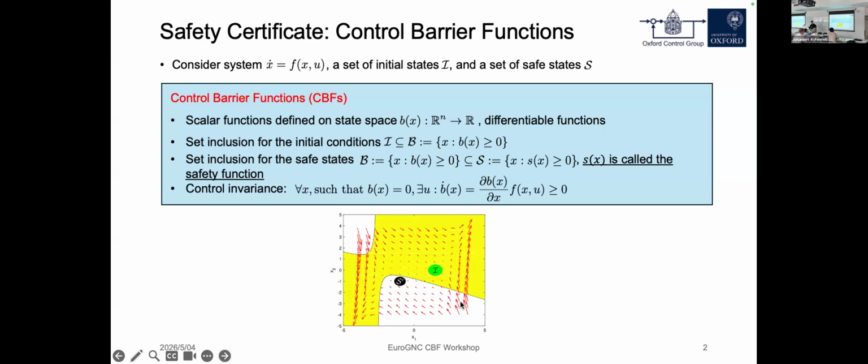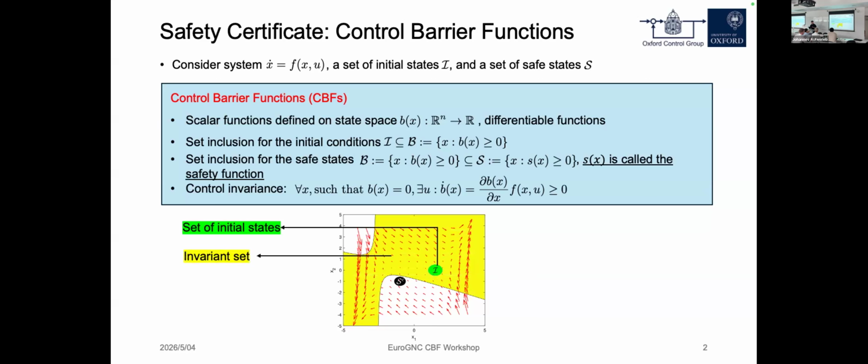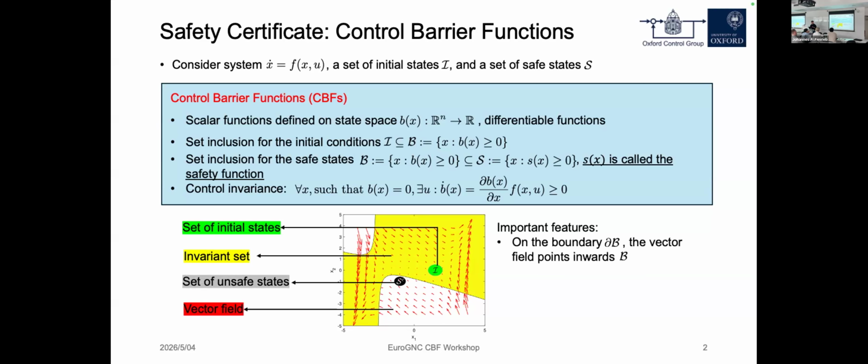Here we have a very simple example: an autonomous, nonlinear, polynomial system. We have a set of initial states, this green disk, and the invariant set we designed, in yellow. The black set denotes the set of unsafe states, which is the complement of the safe set. It is basically an obstacle. We can see that the green initial set is a subset of the invariant set, and the invariant set excludes the obstacle, the black set.